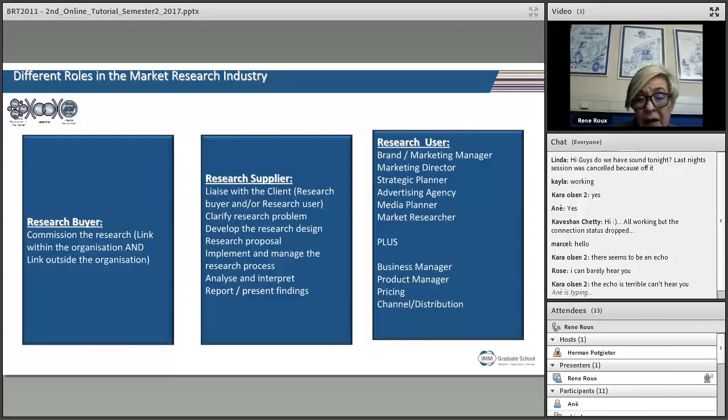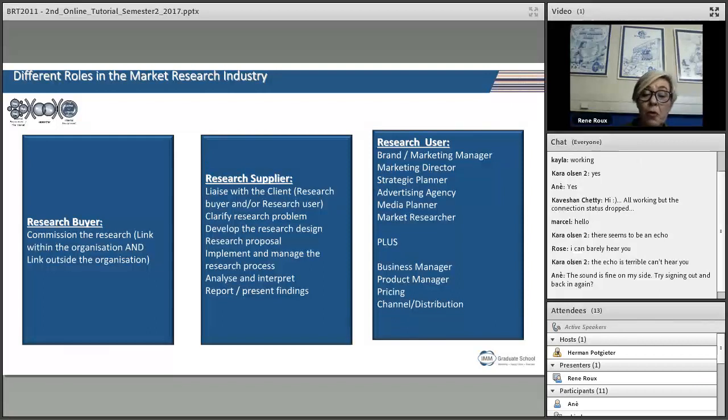They have to design the research. They have to write a research proposal. And then they have to implement the research project. They have to manage it. They ultimately have to analyze the data, they have to interpret it, and they have to report on the findings. Now, usually they will report on the findings or present it to the research user.